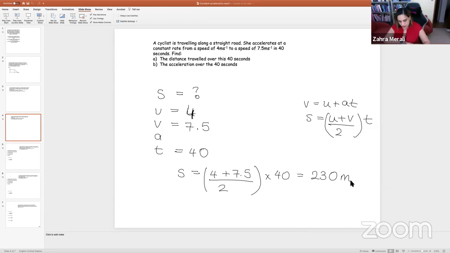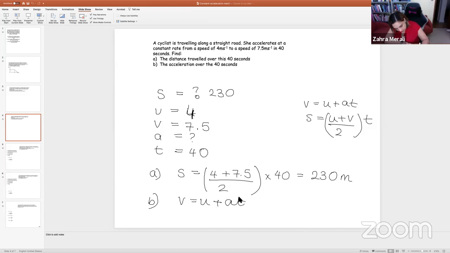The next bit of the question says, find the acceleration. So now we want to find the a. Now what I wouldn't do, even though you found your s, you know this is 230, is use it if we can help it, just in case you've calculated it wrong. So try to use the numbers only in the question, unless you have to use your answer from the previous bit. So for the acceleration, we've got v equals u plus at.